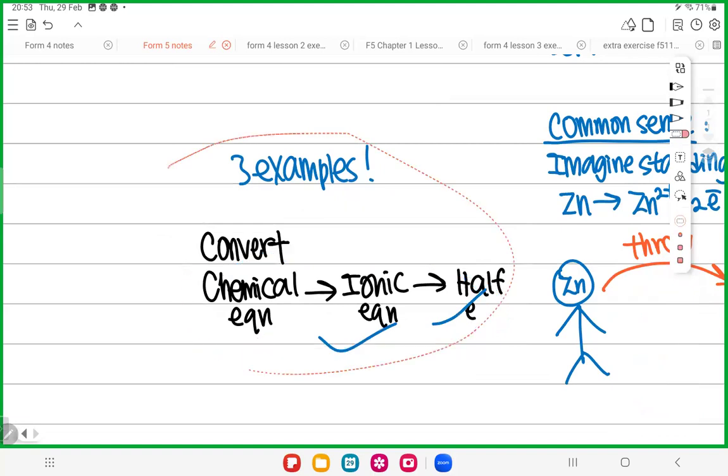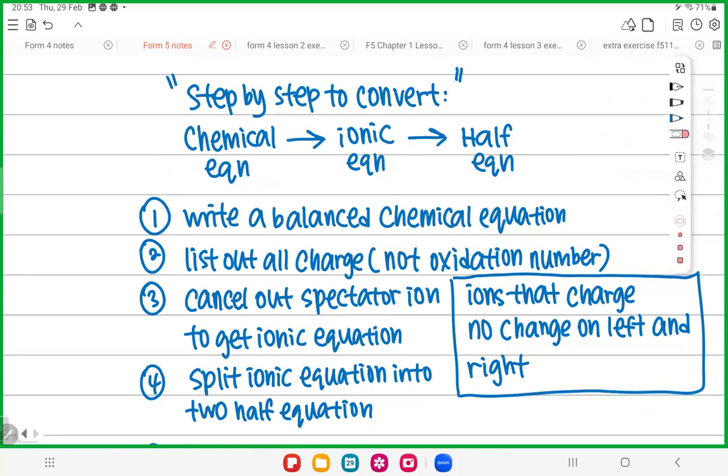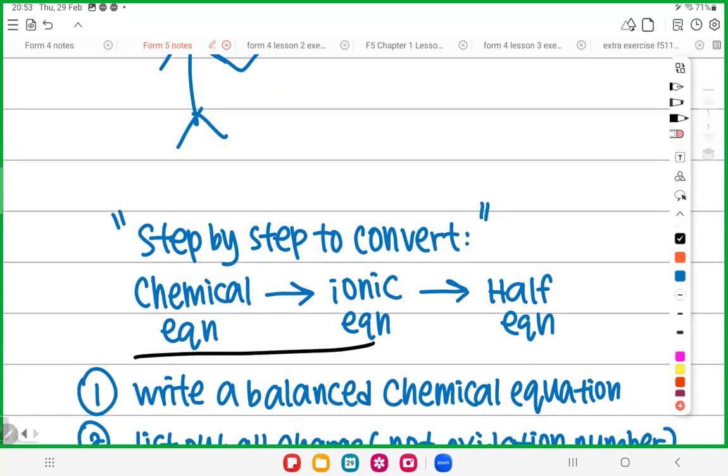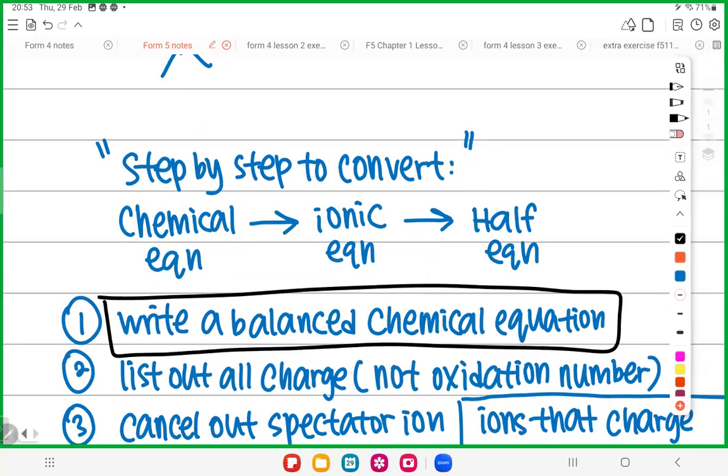Okay, so let's start. How to do the conversion, everyone, look at it. Step by step, how to convert chemical to ionic, ionic to half. So it's a 2-step process. This is step number 1. This is step number 2. So now how to do it? First of all, write a balanced chemical equation. When you are given a chemical equation, you must make sure it's balanced. Don't do anything before the equation is balanced.